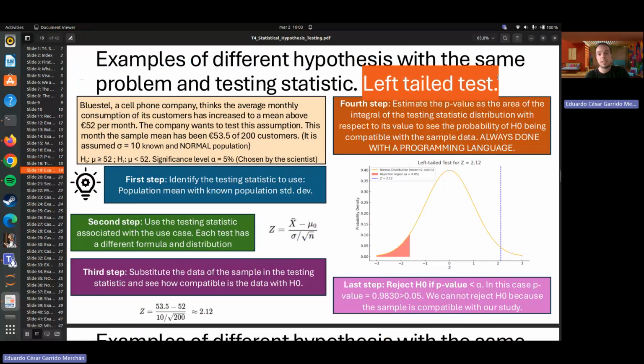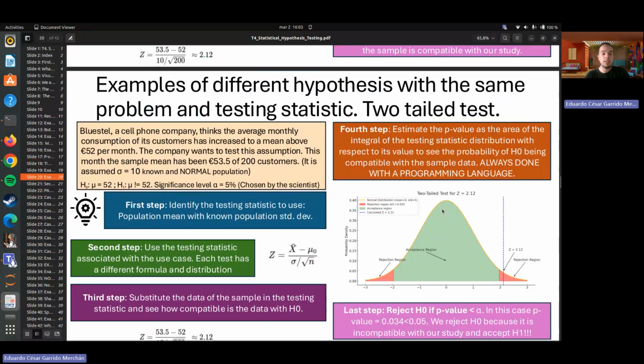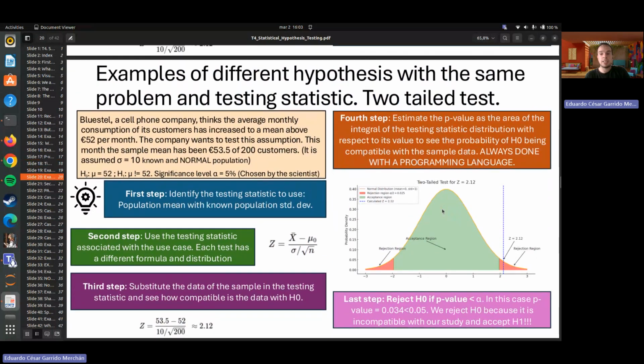This is an example of a left tail test, and now in this case the p-value is going to be all the area below this blue line in the normal distribution. In other words, this is a value that is highly compatible with the null hypothesis. And finally, this is the last case of statistical hypothesis testing. We can have equal or different.